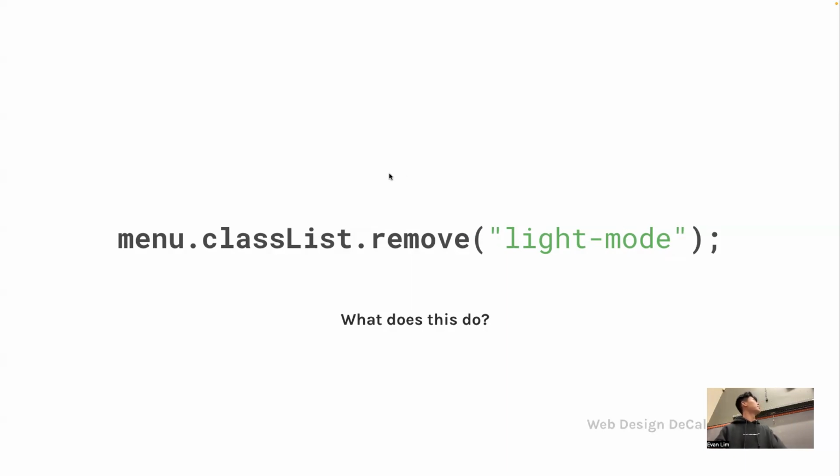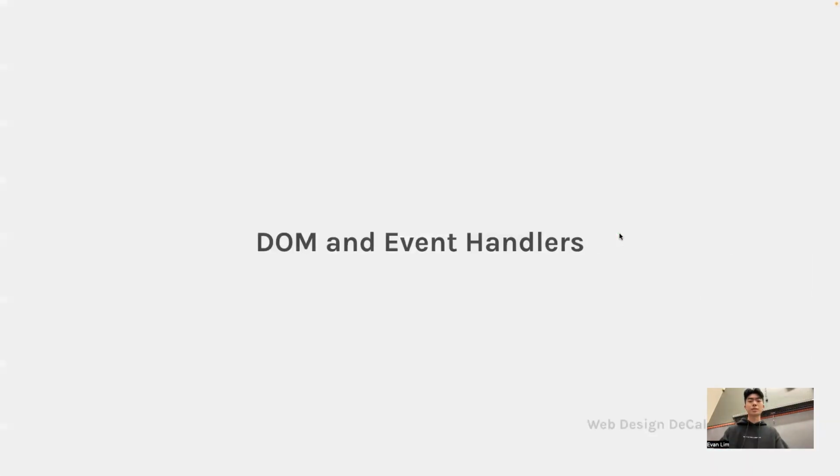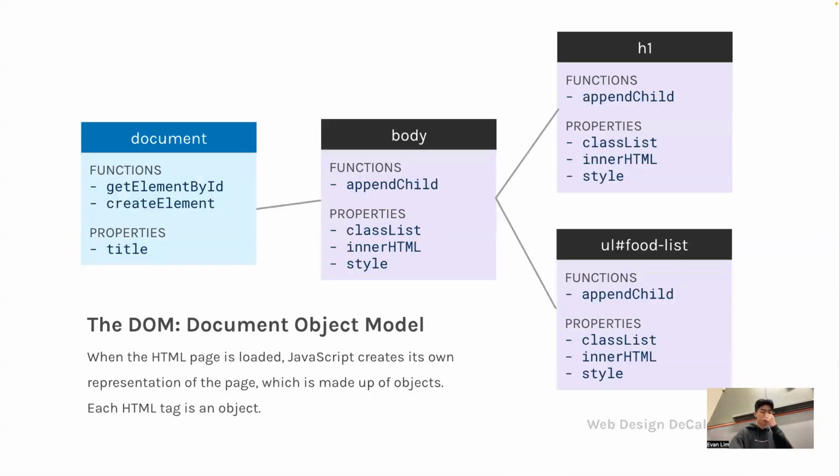But now if menu has a light mode class, it would just take it off the list. And so any styling associated with that would also be removed. So now moving into our new content for today, kind of revisiting this model.